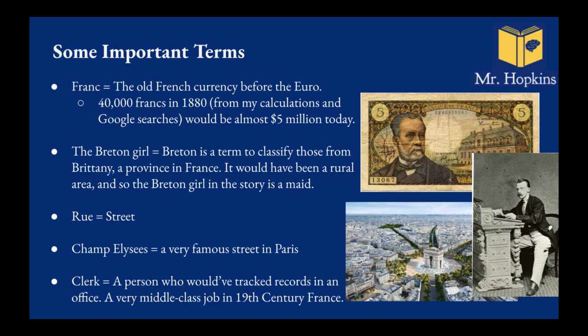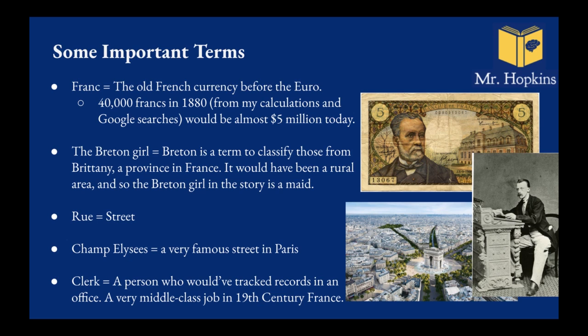Now, in the novel, you'll see 40,000 francs, 40,000 francs. I've tried to work this out. It took me a while. I've done a few Google searches. I can't be certain, but from what I found on the internet, in 1880, 40,000 francs would be the equivalent of $5 million today. Now, I'm not entirely sure about that, so don't quote me on it, but that's what I found on the internet.